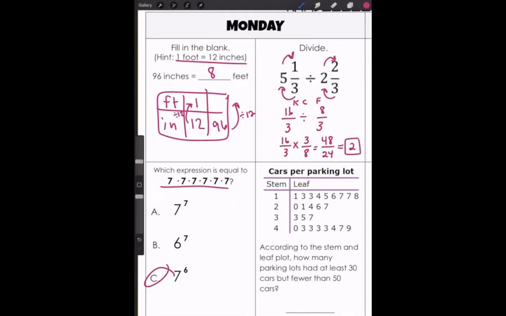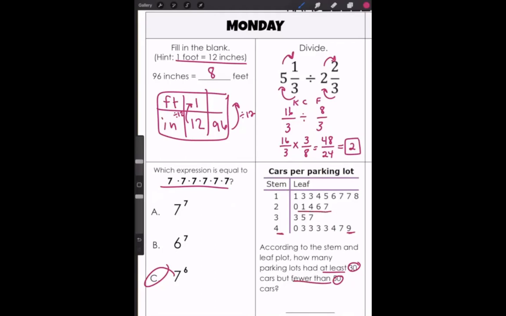Last one on Monday's homework is a stem and leaf plot. It says, according to the stem and leaf plot, how many parking lots had at least 30 cars, but fewer than 50 cars? Okay, so they actually all had fewer than 50 cars because our biggest number on this graph is 49. So really, we're going to start at 30. At least 30 means 30 or more.